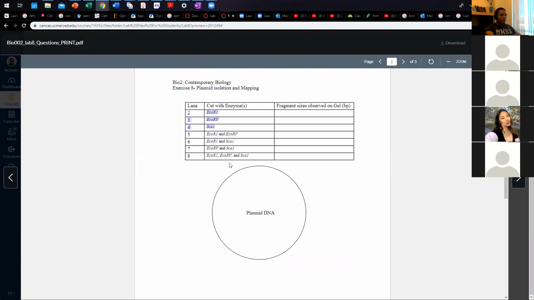So regardless of where you cut it, these 2, 3, 4 should be the same size because it's the same plasmid. It's just a different position where you cut it. But the fragment should be the same size for these 3. These you'll have different sizes. And then for the analysis for the fragments, I'll go through that.